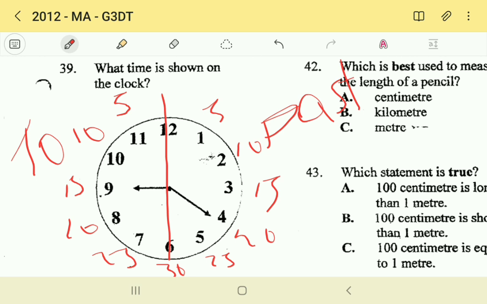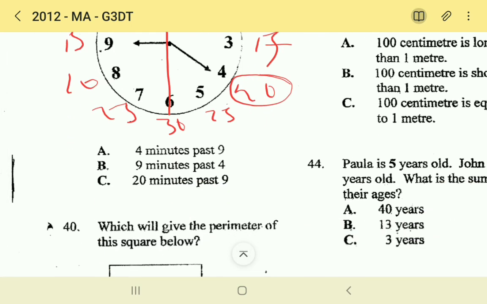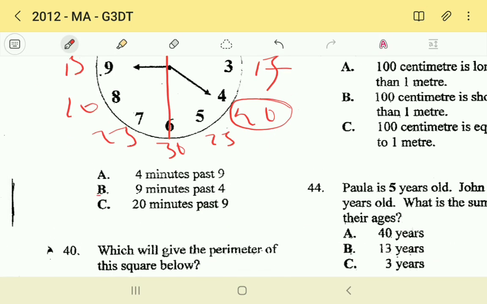So the hand is on 9, moving a little way from 9, which means it's telling you that it's after 9. But how many minutes after 9? 5, 10, 15, 20. So it should be saying 20 minutes past 9. You don't say 9:20 as a child, but we adults say 9:20. So it's at C, 20 minutes past 9.